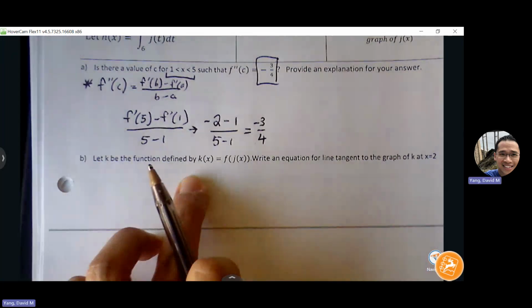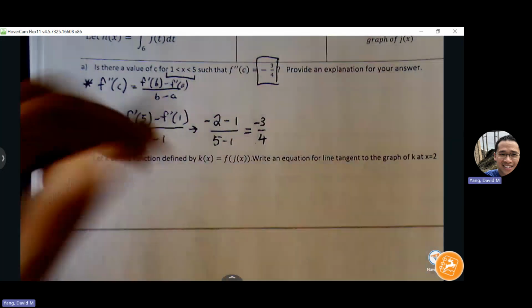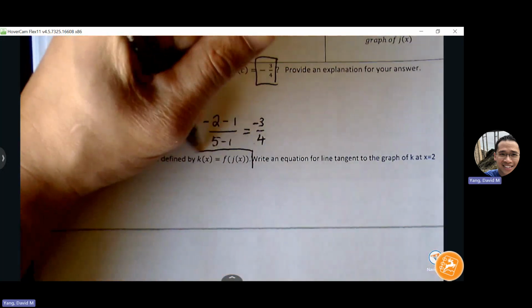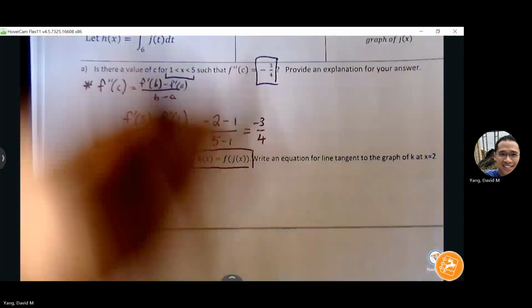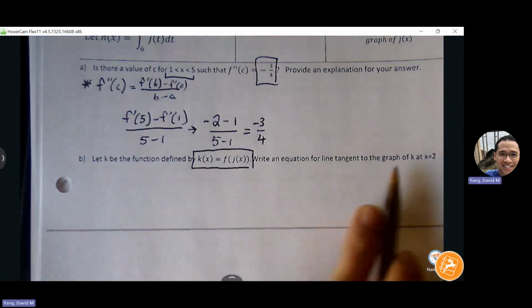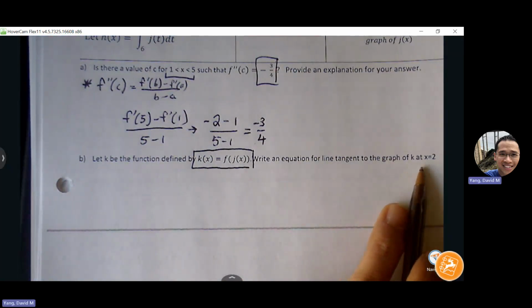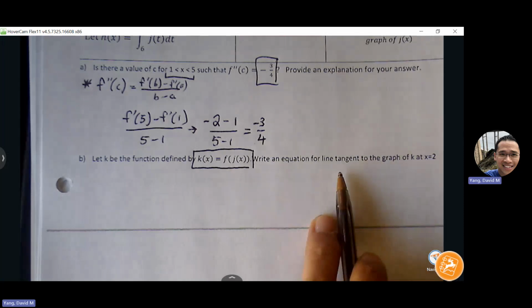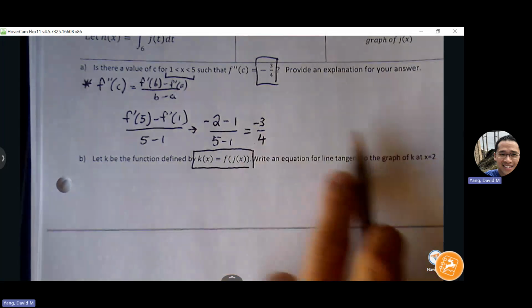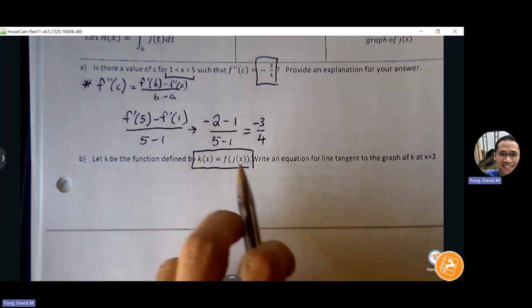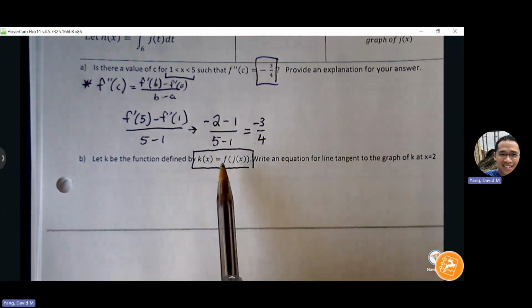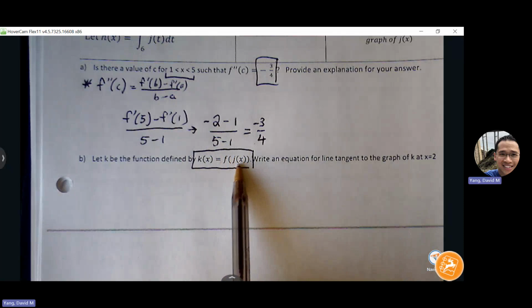Okay, part B, let the function be defined by k of x equals f of j of x. Write an equation for the tangent line to the graph of k at x equals 2. So tangent line, that means we just need to find an ordered pair and find the slope. But to find slope, I've got to find the derivative. To get the derivative, what rule do we have to apply here?